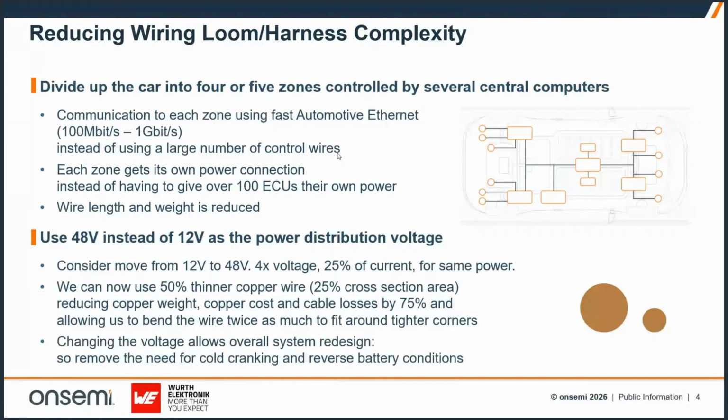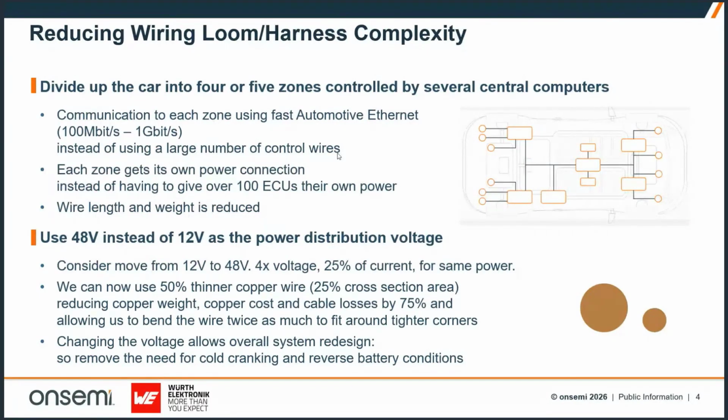And each zone gets its own power connection. So instead of having 100 ECUs each getting their own power, each zone centralizes and distributes the power. We'll see a bit later. And just that methodology reduces wire length and wire weight.